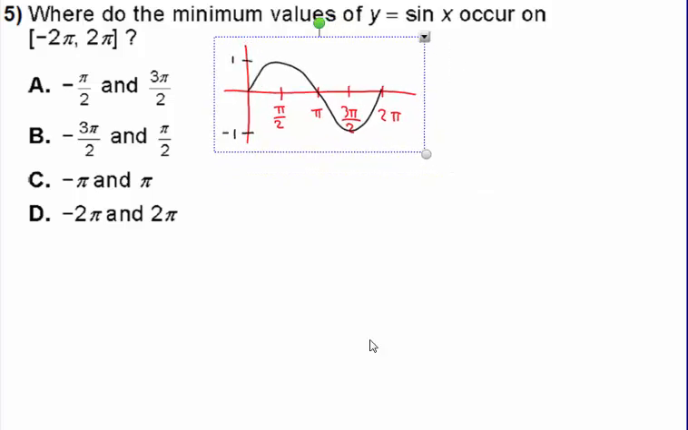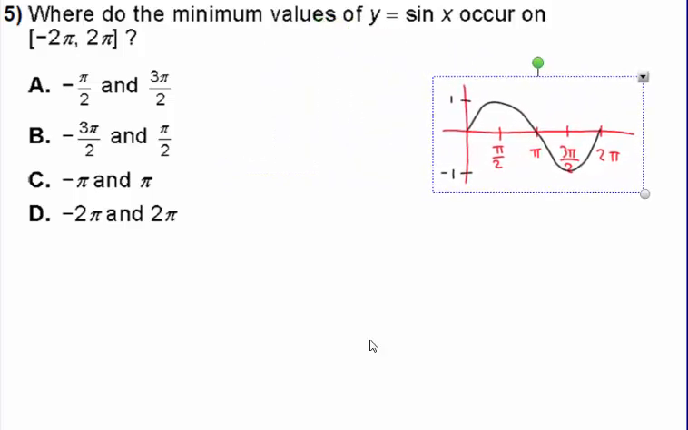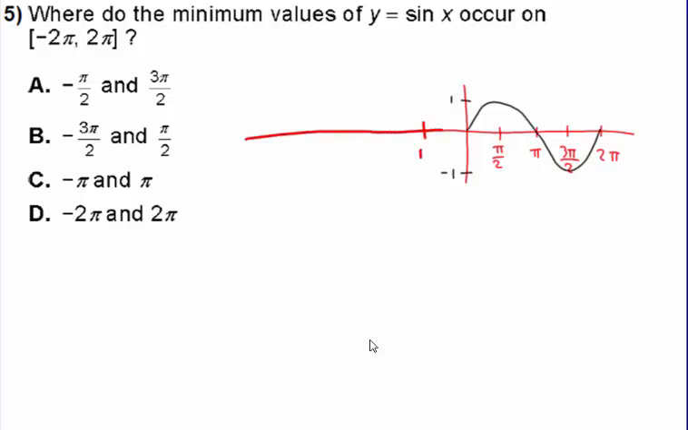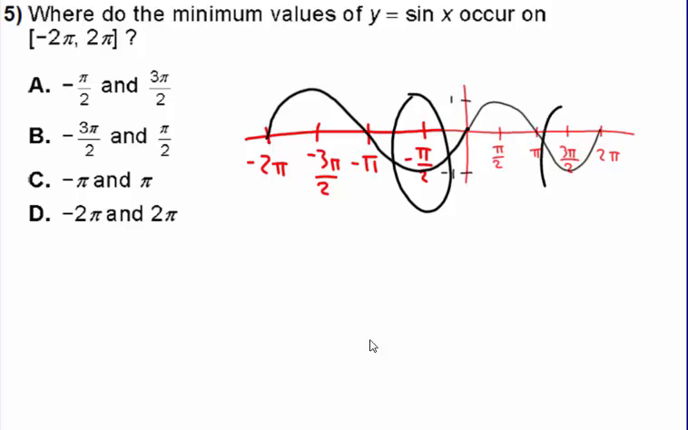So let me resize this and we will go back to negative 2 pi now. So remember, it just keeps repeating itself, so we're just going to continue this graph backwards. So negative pi over 2, negative pi, negative 3 pi over 2, and then negative 2 pi. So if we keep drawing this pattern, we'd be at negative 1 at negative pi over 2, back to 0 at negative pi, then at positive 1 at negative 3 pi over 2, and then back to 0 at negative 2 pi. So our two minimum values occur at negative pi over 2 and at 3 pi over 2.